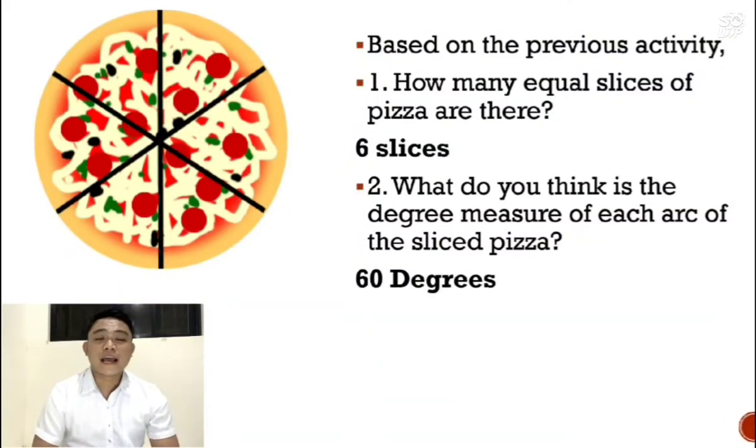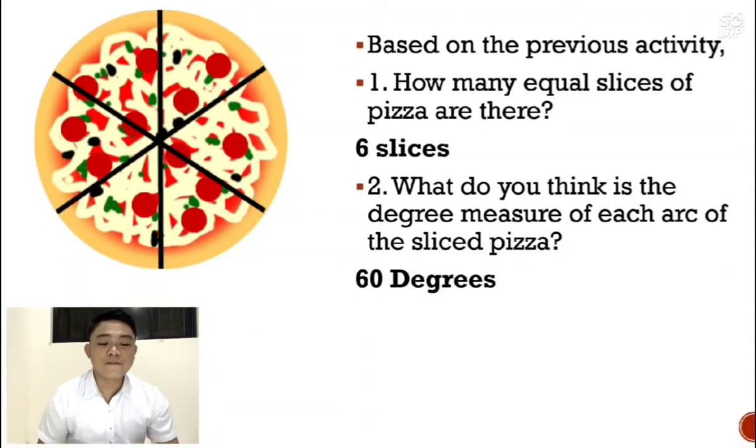Because when 180 degrees is divided by 3, the quotient is 60 degrees. So therefore, the degree measure of each arc of the sliced pizza is 60 degrees.